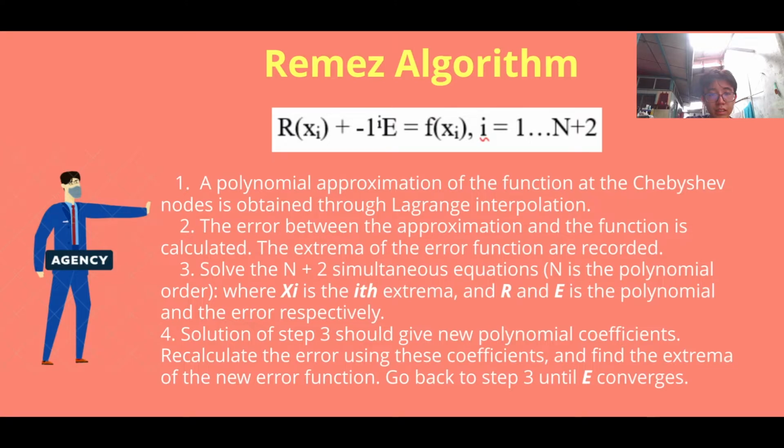The third step is to solve the n plus 2 simultaneous equations, where n is the polynomial order, where x_i is the ith extremum and R and E are the polynomial and the error respectively. The formula is shown below. The fourth step: the solution of step 3 should give new polynomial coefficients. We calculate the error using these coefficients and find the extrema of the new error function. Go back to step 3 until E converges.